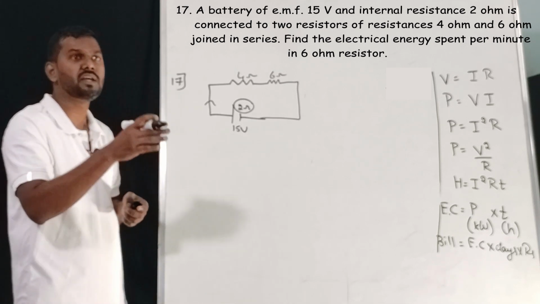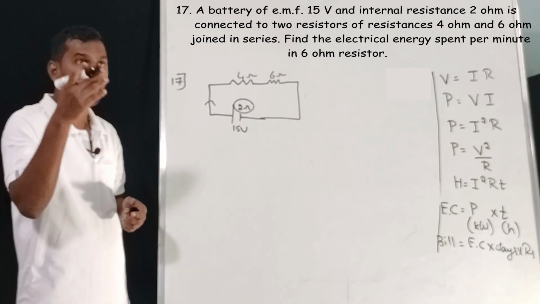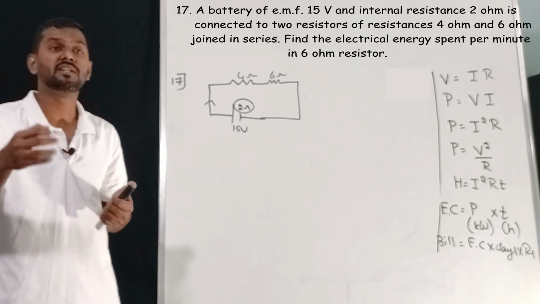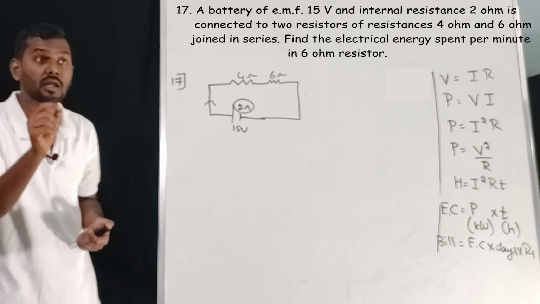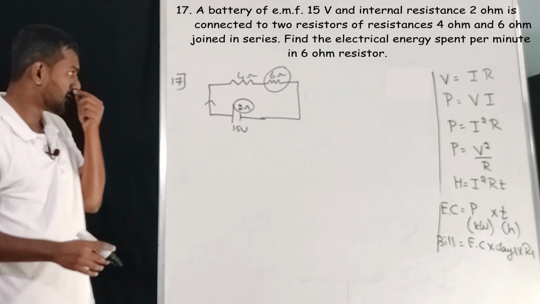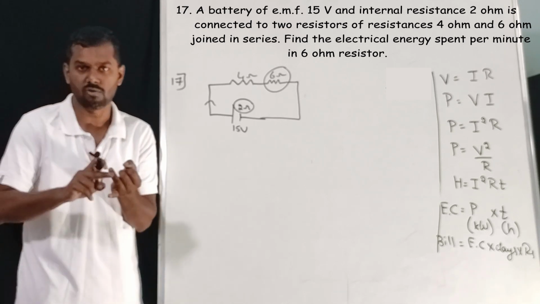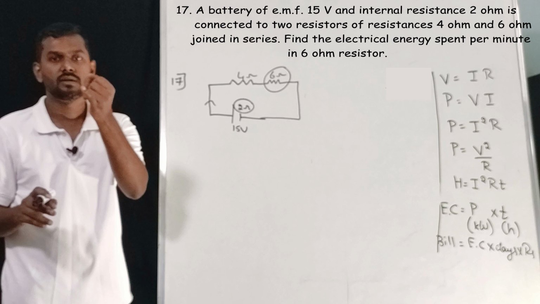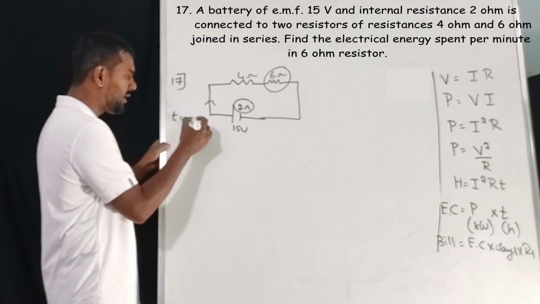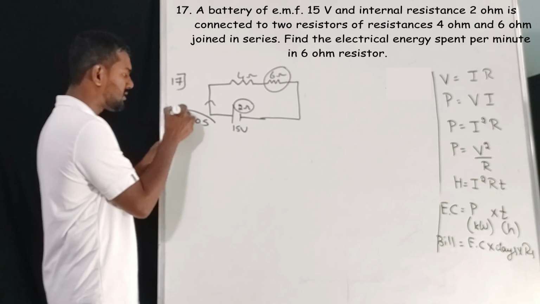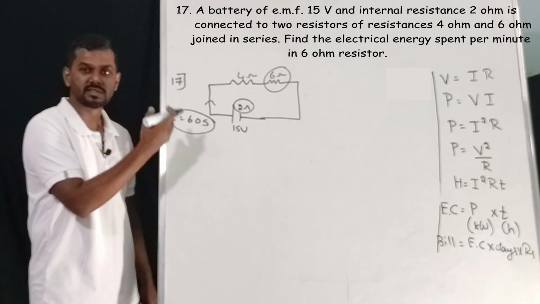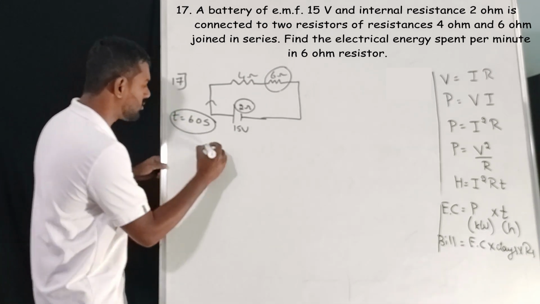We need to find the electrical energy spent per minute in the 6 ohm resistance. Electrical energy spent means electrical energy consumed in 1 minute, and that too for the 6 ohm resistance. To find electrical energy we need power and time. Time is given as 1 minute, that is 60 seconds. So whatever energy we find will be in terms of joules, because time is in seconds.